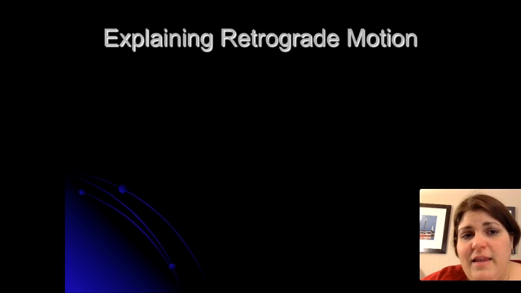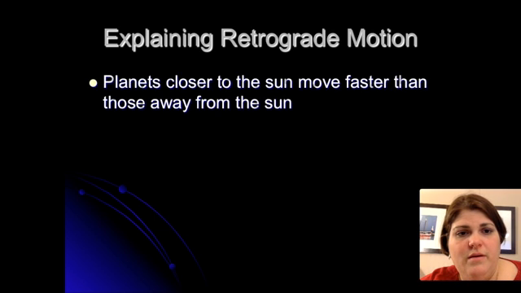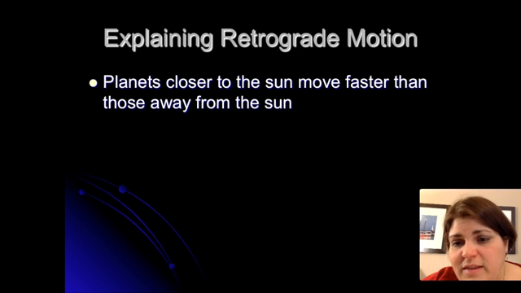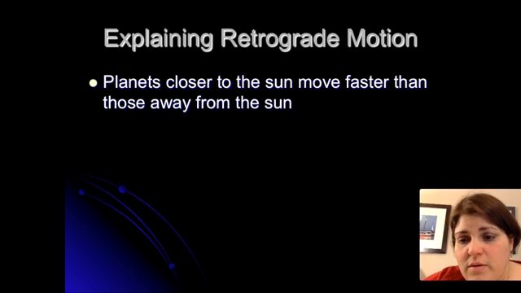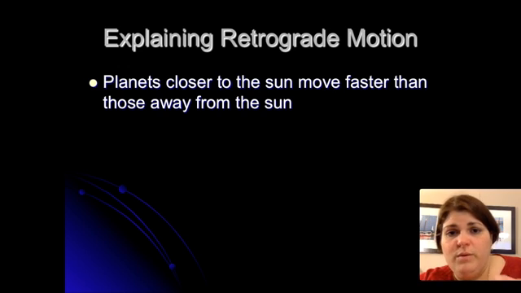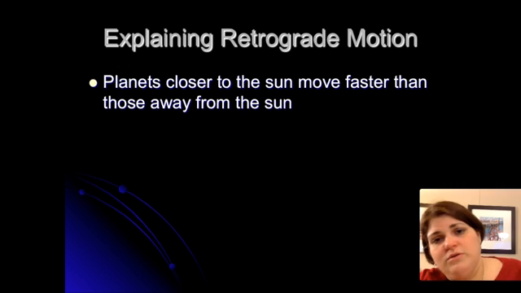So Copernicus and Galileo basically explained retrograde motion this way. They say planets moving closer to the sun move faster. It's kind of like you've seen that in track. You have a smaller distance to run when you're in the center. Same idea with planets. They have a smaller orbit. And the force of gravity is larger, so they're moving faster.